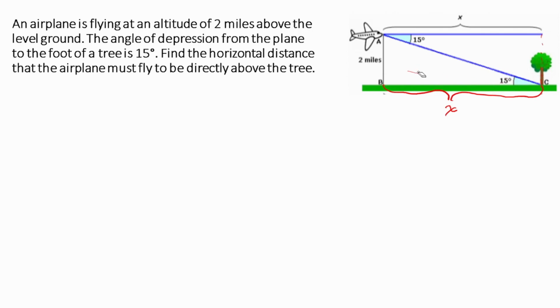With that, what we're going to do next is label our sides. With 15 degrees as our reference angle, 2 miles is going to be our opposite side. We could say that this angle B down here is our right angle, which means that this blue line is my hypotenuse. And last but not least, x is adjacent.